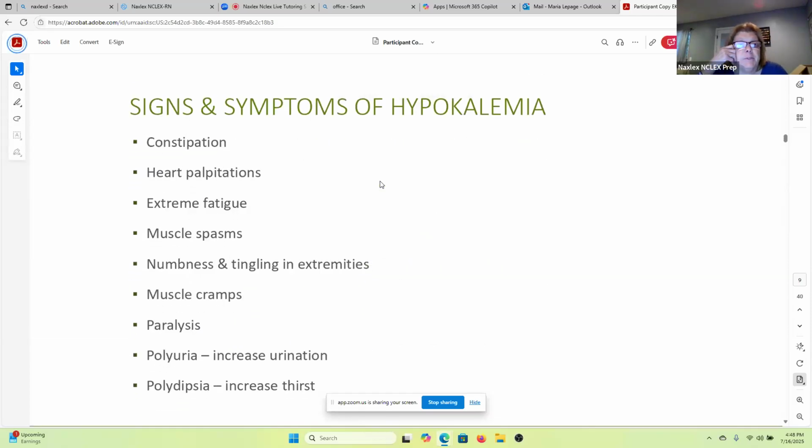So, signs and symptoms of hypokalemia: constipation. These patients can have heart palpitations, extreme fatigue that results in muscle spasms, a lot of numbness and tingling in their extremities. Muscle cramps is one of the biggest signs that we see. And then it can lead to paralysis. They can also have increased urination, polyuria, and polydipsia, increased thirst.